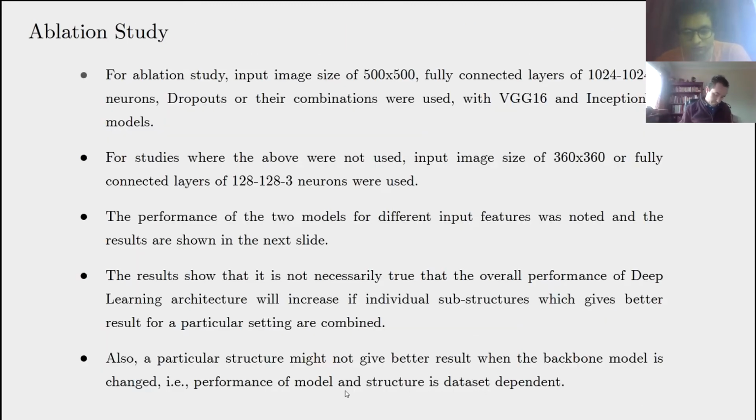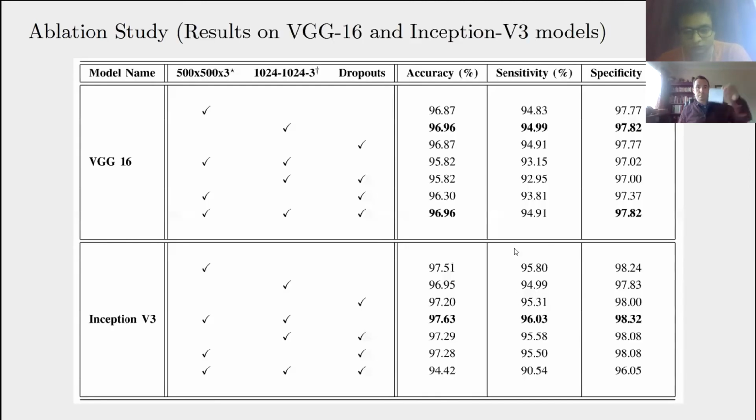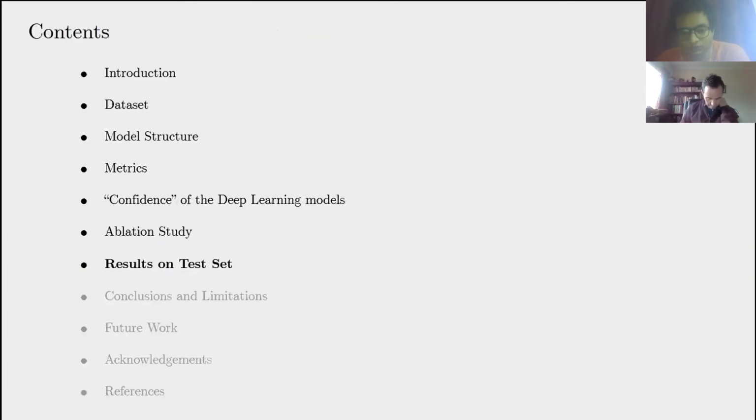Also, it is not necessarily true that the overall performance of the deep learning architecture will increase if we combine individually well-performing substructures. This is also evident when you saw that when three features were combined, it did not always give the best results, which is clearly visible for Inception V3. Okay, and then we'll talk about the results on the test set.